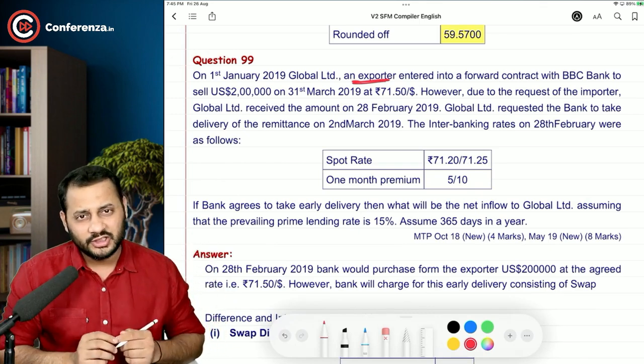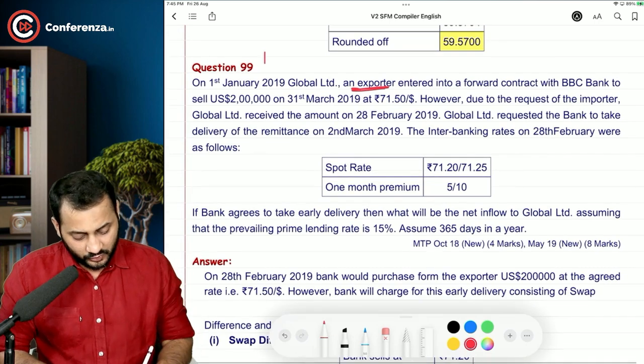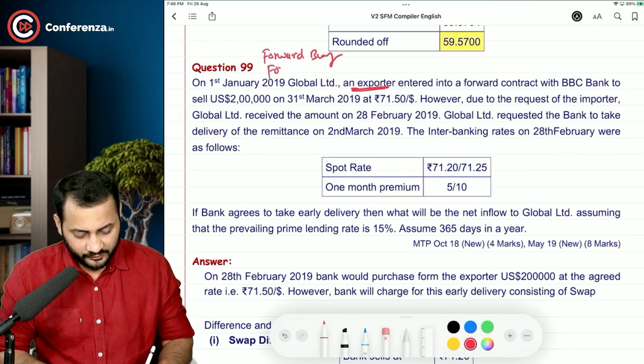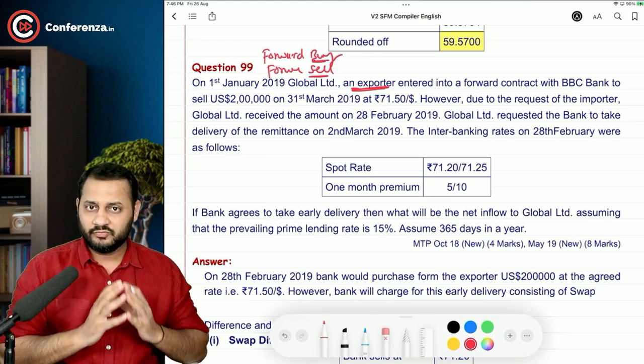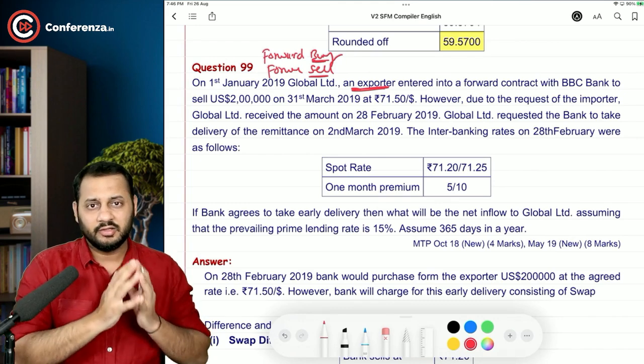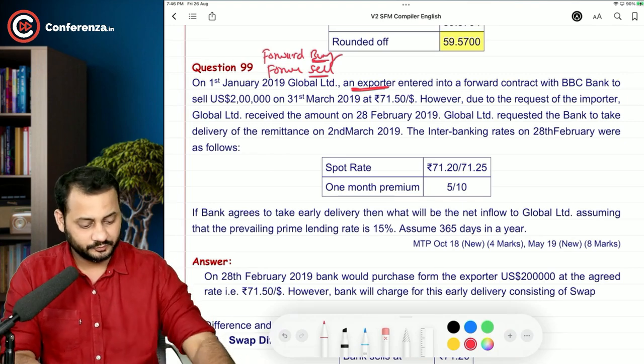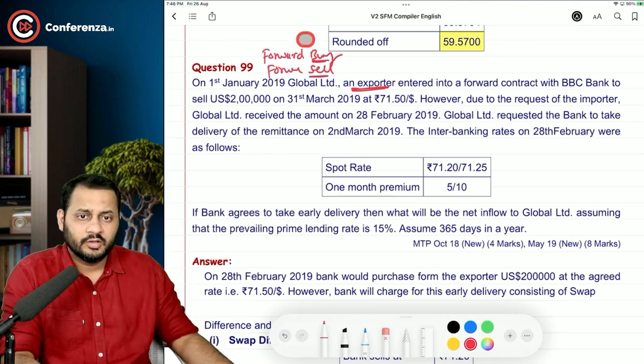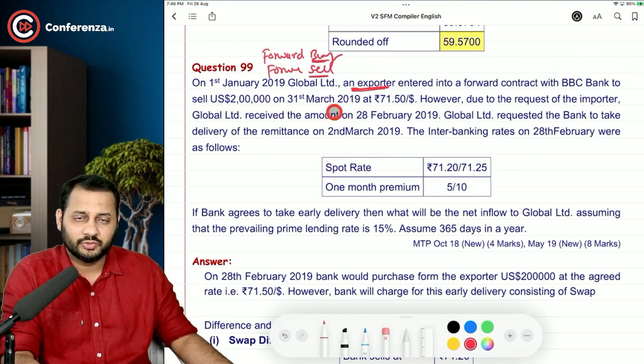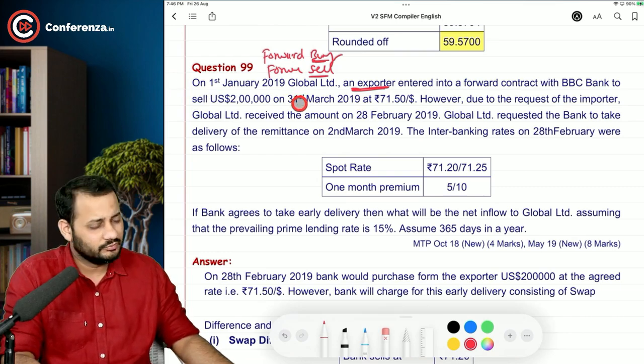So what would be the original contract by the bank? Forward buy, and the cover contract will be forward sell. This is in the cover market, meaning the interbank market, and this is with the customer. Both of them are expected to settle with each other, but this buy contract will come early now. Have a look. To sell $2 lakh on 31st March 2019. It was 1st January. 31st March 2019 means 3 months from now.